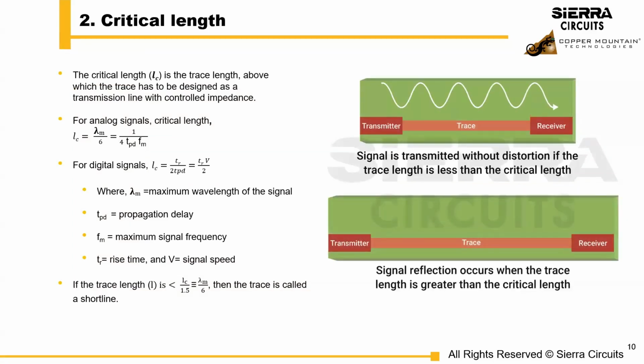Next, we talk about this concept of critical length. The critical length is the trace length above which the trace has to be designed as a transmission line with controlled impedance. So you can use these formulas to understand what the critical length is for analog and digital signals. And so the idea is that you should know when this becomes critical. The short lines may not be critical.